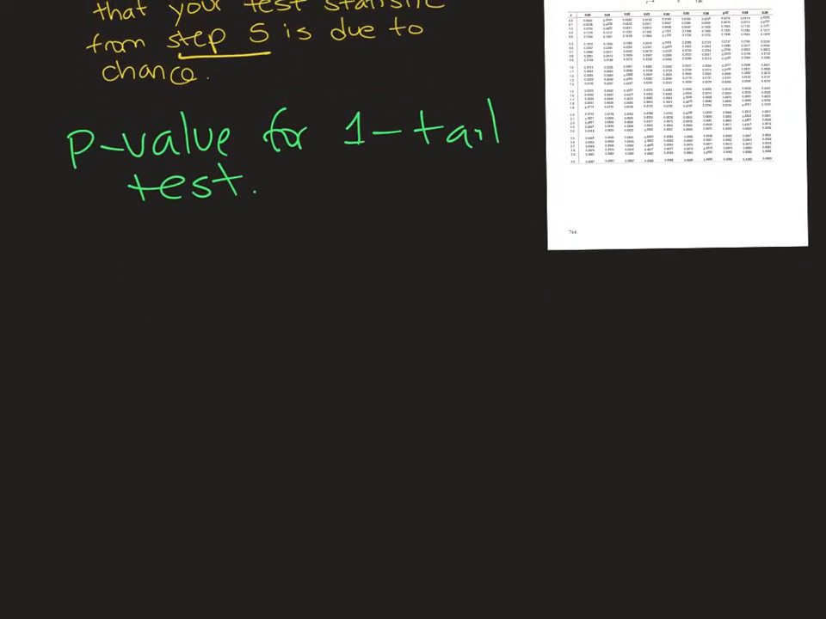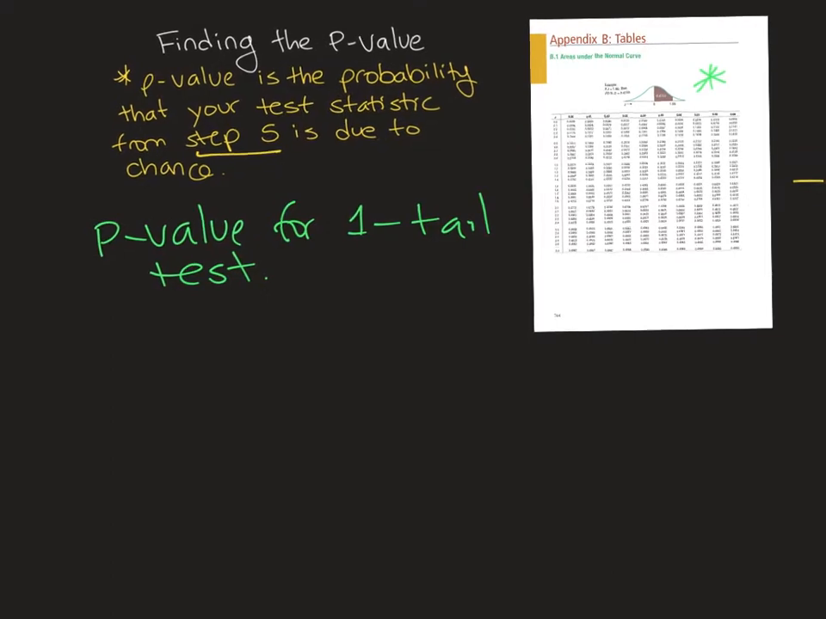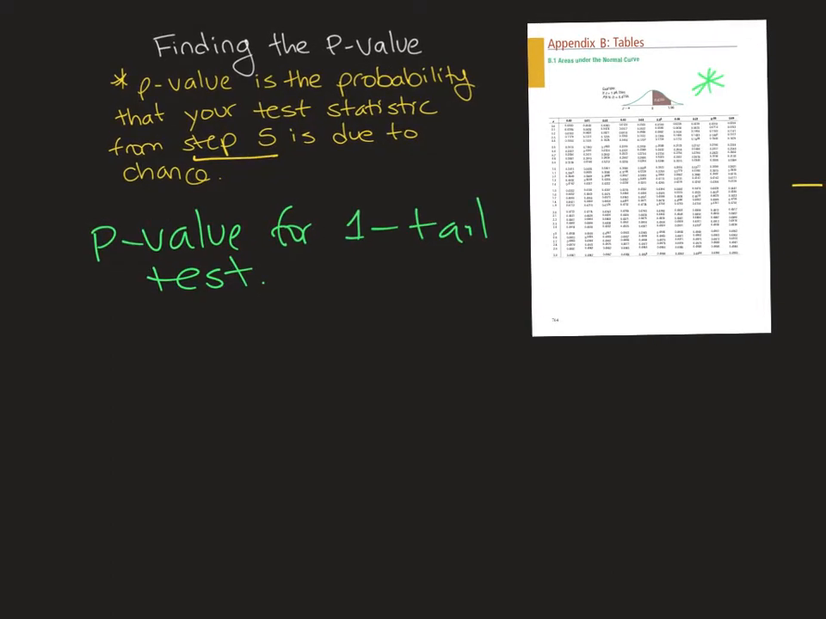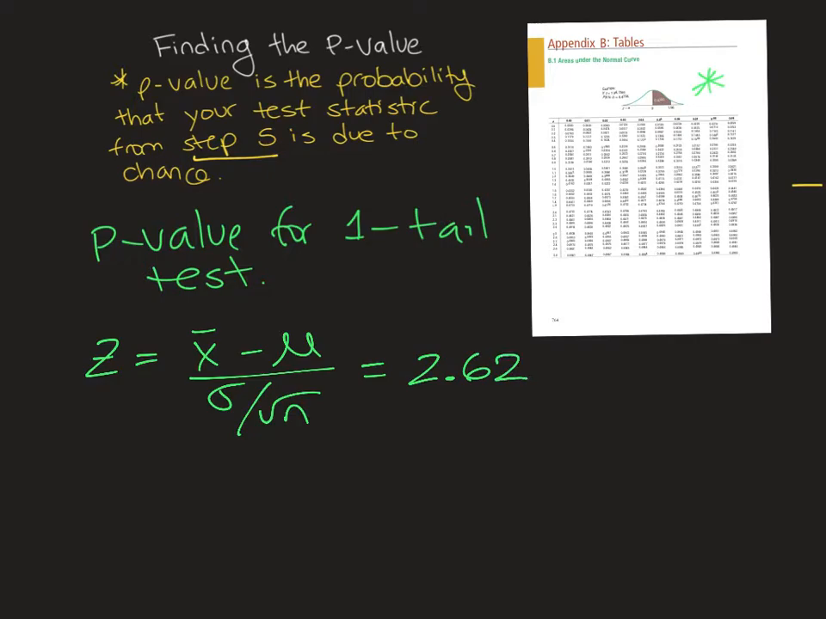When we're setting up for this test, the most important part is what z-statistic we got in step 5. So for example, if we had z equals x bar minus the mean over sigma divided by the square root of n. This is for the one sample z-test, but it doesn't really matter. You can do this also for the two sample as well. And let's say we got a value of 2.62 as our z-statistic.